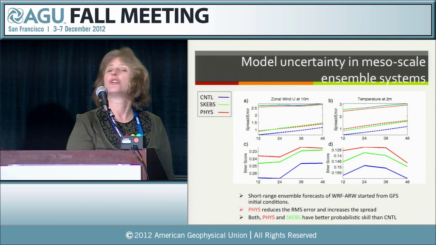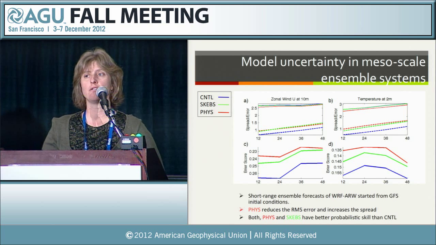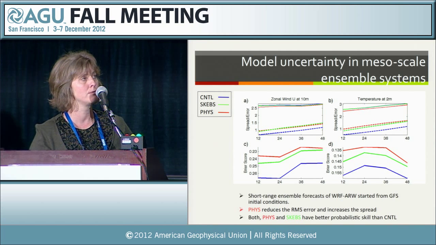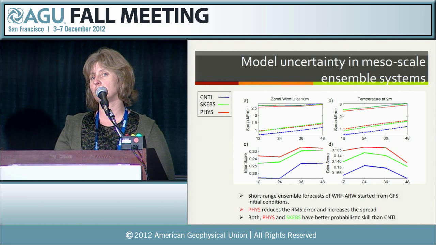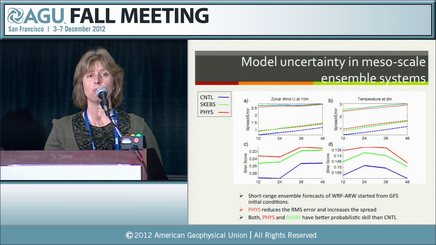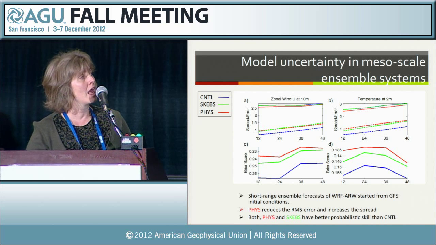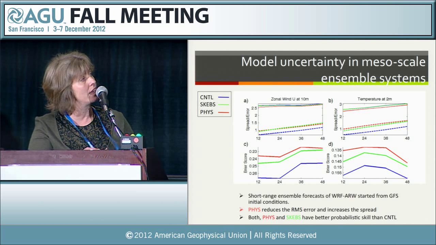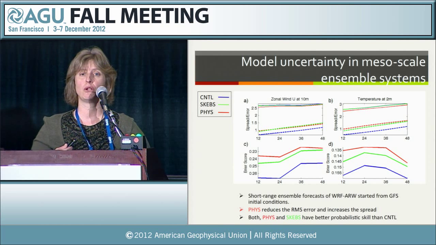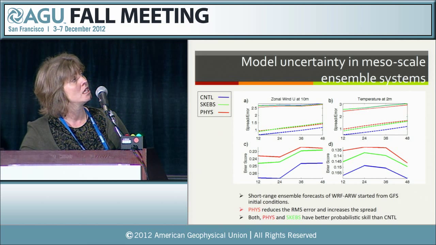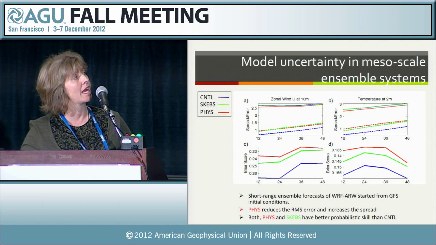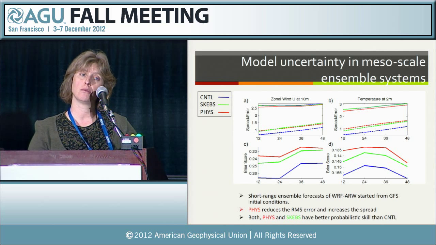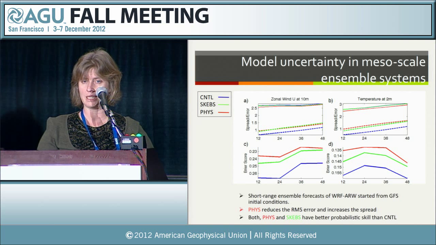Just to show you some motivation, these are forecasts from the WRF mesoscale ensemble system, and this does not involve any data assimilation. It is just forecasts started from GFS initial conditions. I'm showing you three ensemble systems throughout the whole study. The control forecast is shown in blue. It's just a 10-member ensemble system. SKEBS is a stochastic parameterization, the stochastic kinetic energy backscatter scheme, and I will talk about the scheme in more detail later.